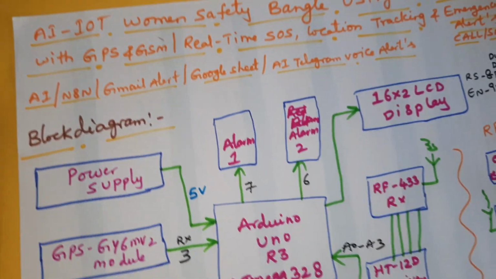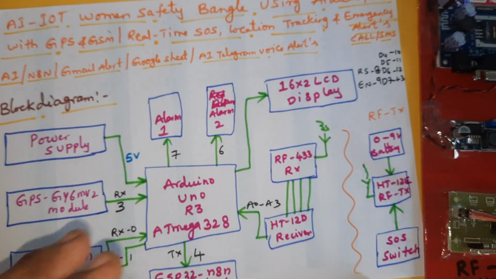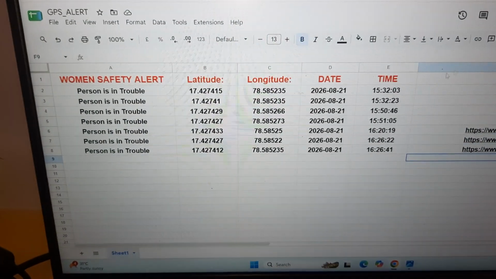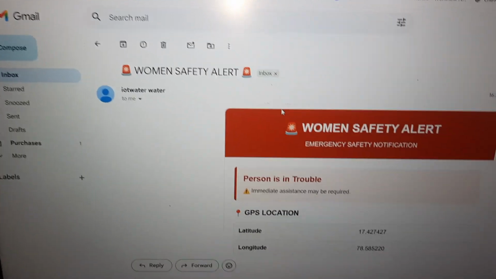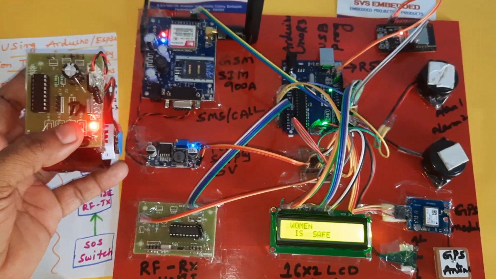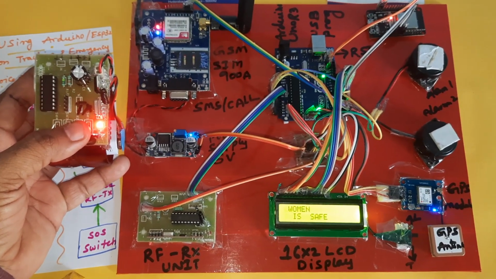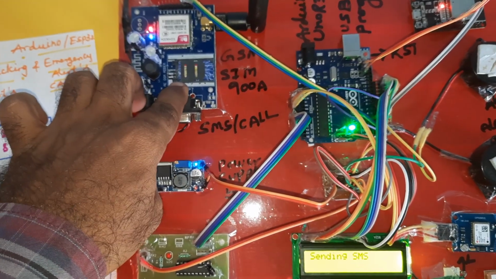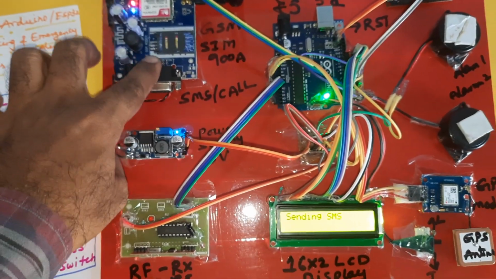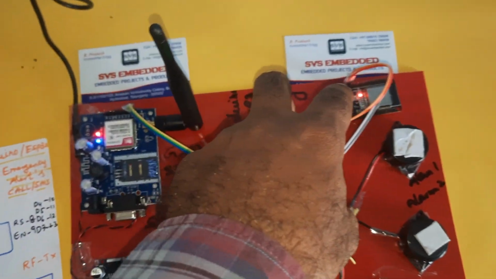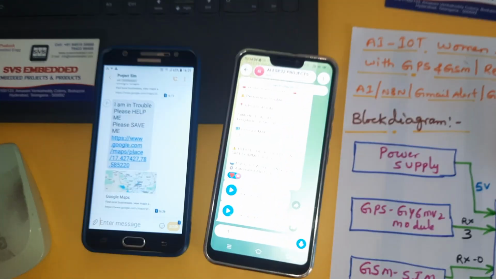Okay, and this is our total block diagram of the project. So you can check SMS alert, call alert, telegram voice alert, and Google spreadsheet alert, and Gmail alert. Okay, here Gmail alert is coming. Okay, and live location tracking. So now I am pressing the button. Here you can use Idea, Airtel, Vodafone, BSNL, 2G, 3G, 4G SIM card, SMS balance, main balance, internet balance. So this hotspot is taking the internet from this mobile. Okay, ESP32 module. Now it is sending the data.